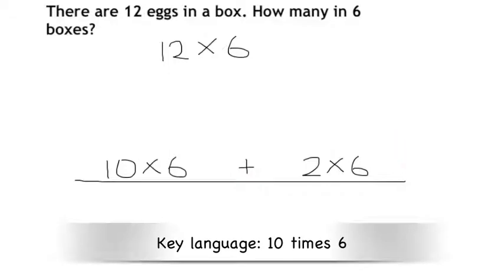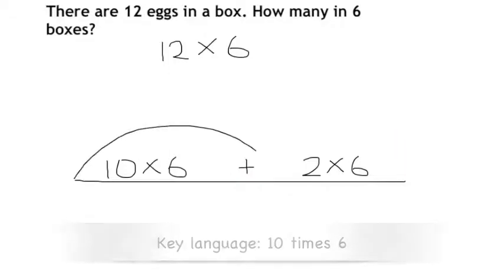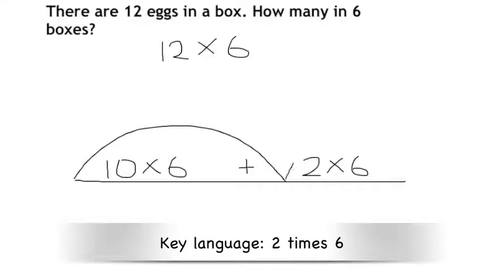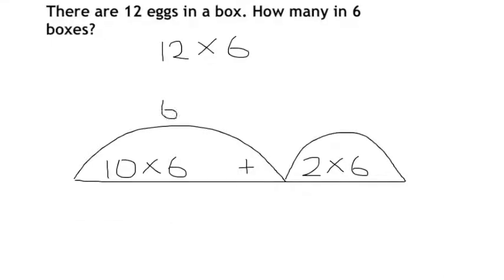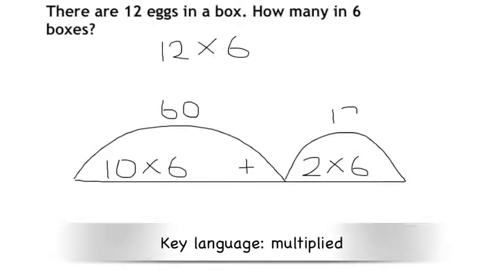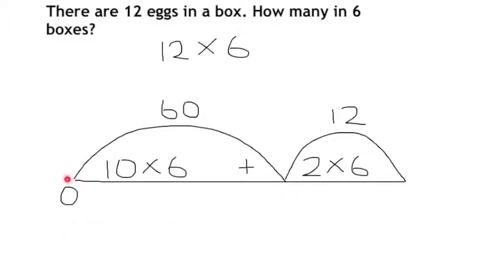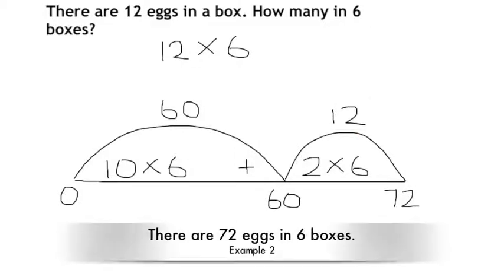First, my jump will be 10 times 6, and my second jump will be 2 times 6. I knew that 10 times 6 is 60. 2 multiplied by 6 equals 12. I start at 0. 0 plus 60 is 60. And 12 more equals 72. There are 72 eggs in 6 boxes.